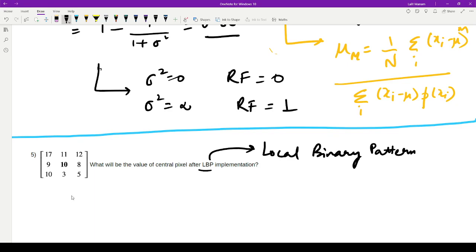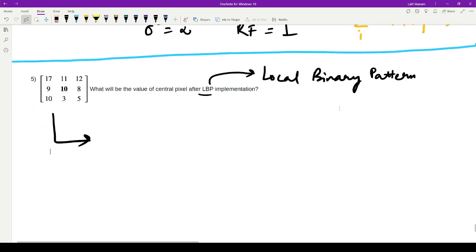Given this, what's the first step? We're going to compare the center pixel value 10 with 17, 11, 12, 9, all of the other 8 pixels, 10, 3, all other values. And if it is greater, then we are going to place it as 1, or else we are going to mark it as 0. And once we generate that pattern, we are going to take it clockwise. We are going to have a string of binary patterns. Then we are going to take the decimal equivalent of that binary pattern. So that's it, right? Okay. So I'll blindly follow what you said.